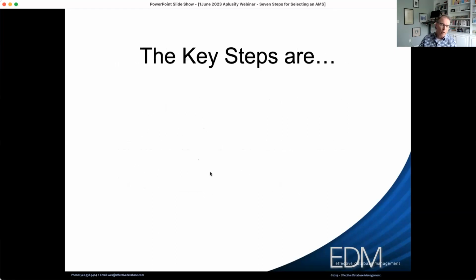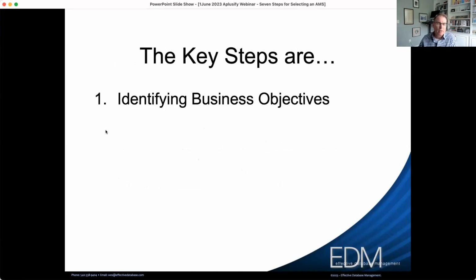Okay, so let us go look at the 7 steps that I use with my clients as we select a new association management software system. Step number 1 is identifying business objectives. I'm going to go through this at a high level right now, and then we'll go into some details. The business objectives are: why are you making a switch at this point? What's driving the need for your association management software system to be replaced? Or if you don't have one, that could be a reason. What are those reasons for making the change? And then we'll talk about why that's important.